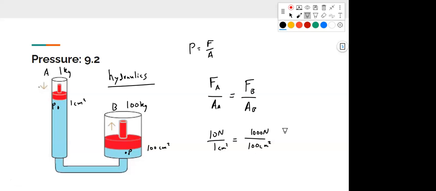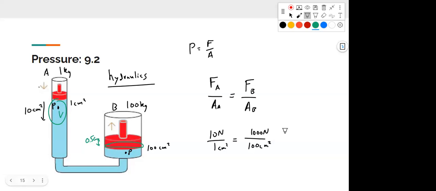So if I move this down by 10 centimeters, then we can imagine the volume of fluid in this region. This volume of fluid has to flow to this side to increase it. And so this will only move up by maybe half a centimeter or so.